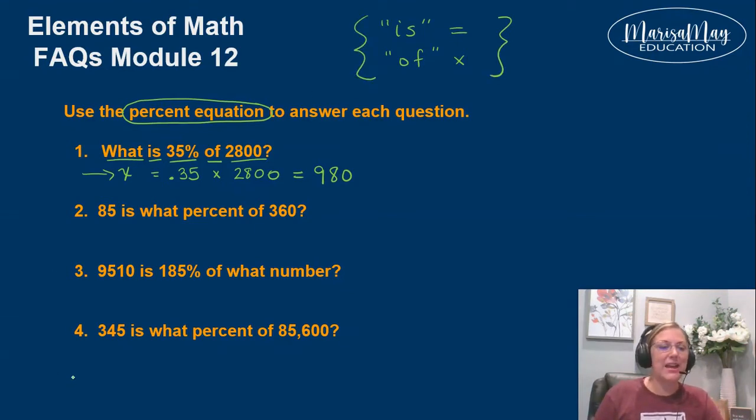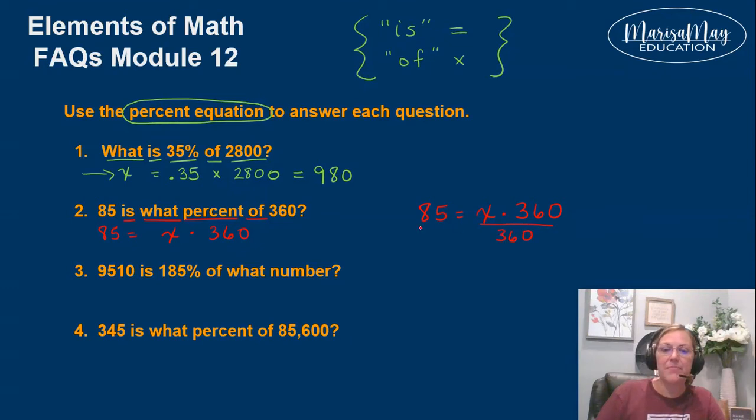All right, let's look at number two then. We have 85 is what percent, that's X, of 360. Now the X is not by itself here. So I'm going to have to think about what's happening to the X. It's being multiplied. So we're going to do the opposite of multiplying by 360, and that is to divide both sides by 360.